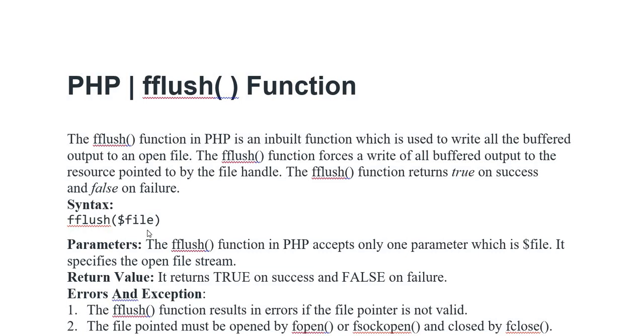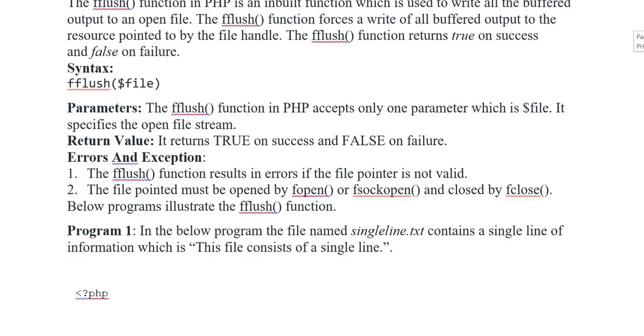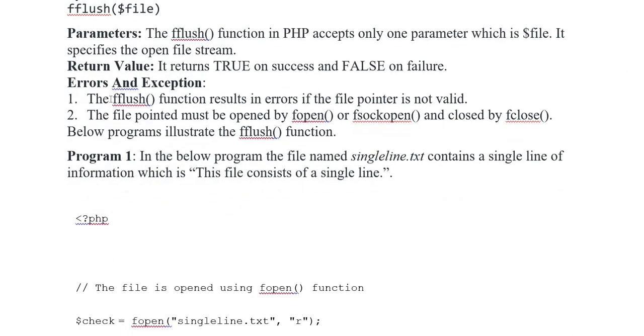Syntax: fflush($file). Parameters: the fflush function in PHP accepts only one parameter, which is called $file. Errors and exceptions. The first one is the fflush function returns errors if the file pointer is not valid. The second one is the file pointer must be opened by fopen or fsockopen and closed by fclose.